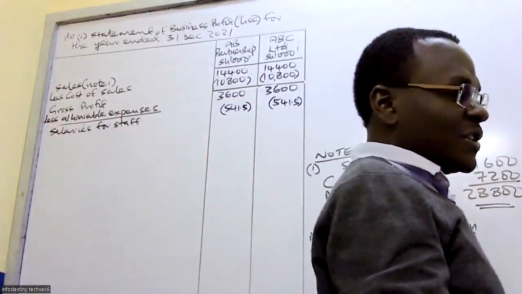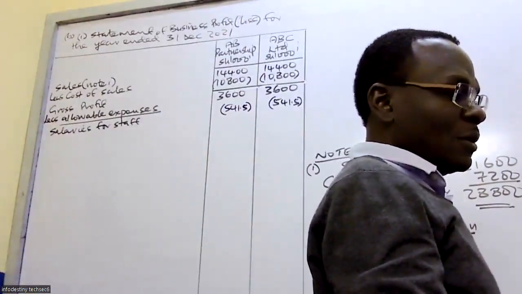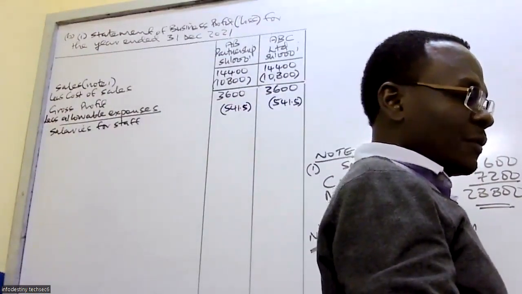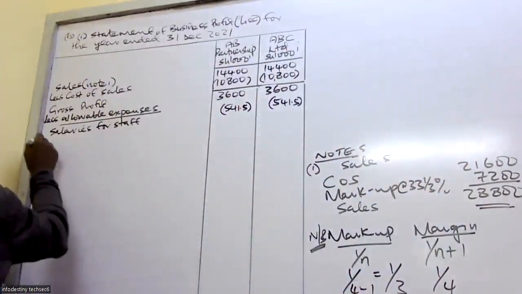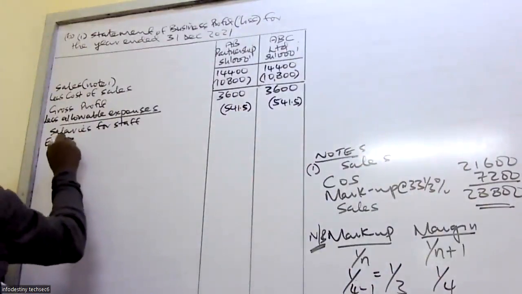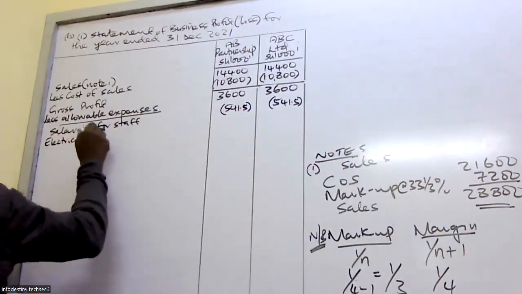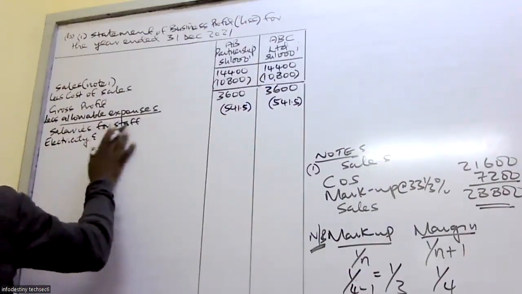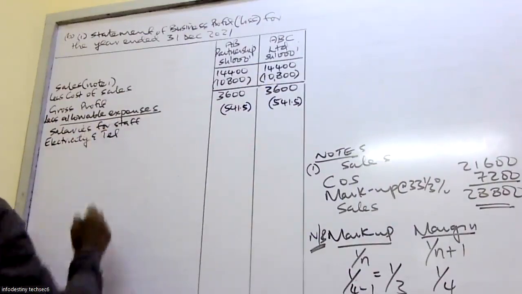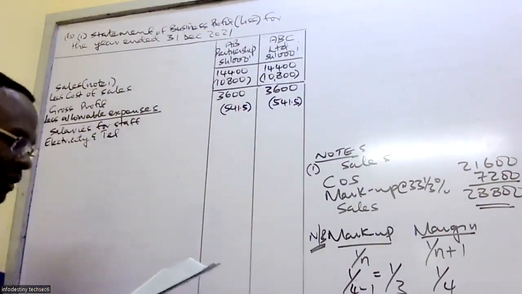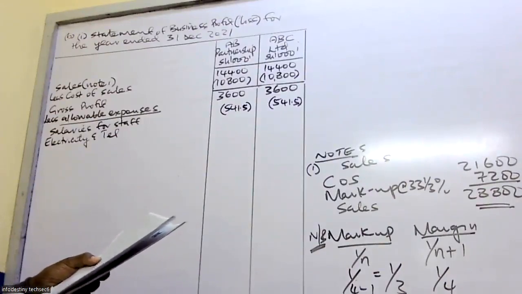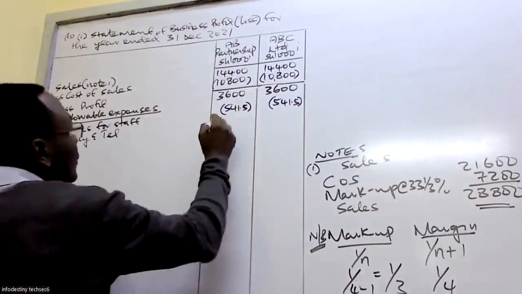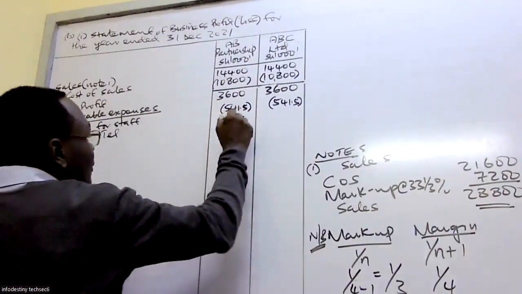Then you have electricity and telephone. They will not have any adjustment either. Half of that amount is 190, so 194.7.